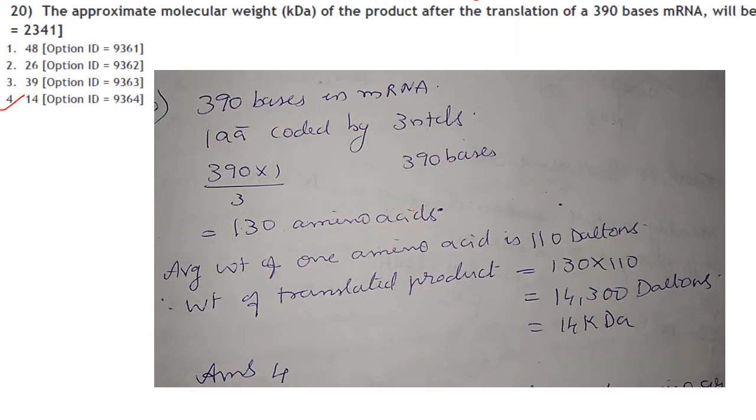Then the approximate molecular weight of a product after the translation of a 390 bases mRNA will be. So 390 base mRNA, one amino acid is coded by 3 nucleotides. So 390 will be coded by 130 amino acids. Average weight of one amino acid is 110 Dalton and weight of translated product will be 130 into 110, that is 14,300 or approximately 14 kDa. So the answer will be option 4.